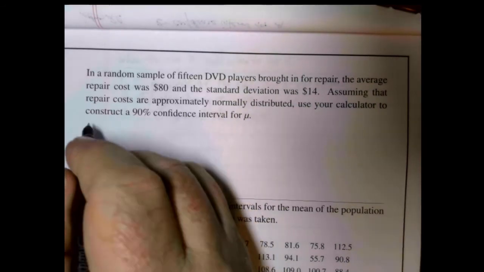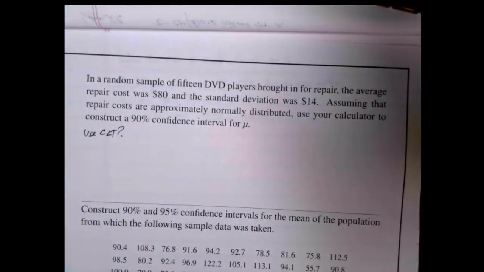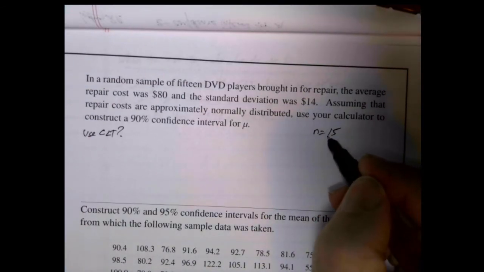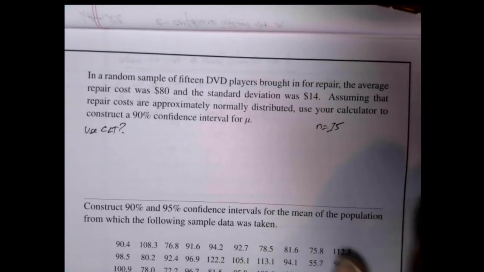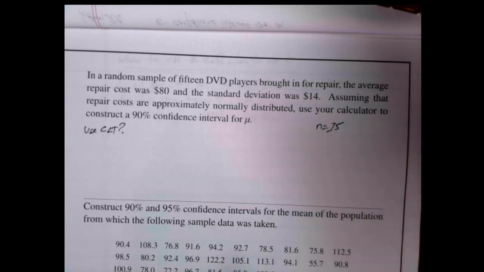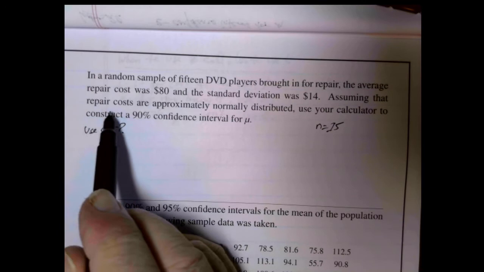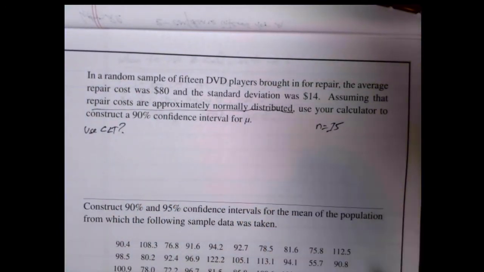Okay, so first question, can we use the CLT? The sample size here is 15, right? 15 DVD players brought in for repair. So the sample size is 15, and that's too small. However, we are told that repair costs, that's the whole population, are approximately normally distributed. So yes, we can use the CLT.